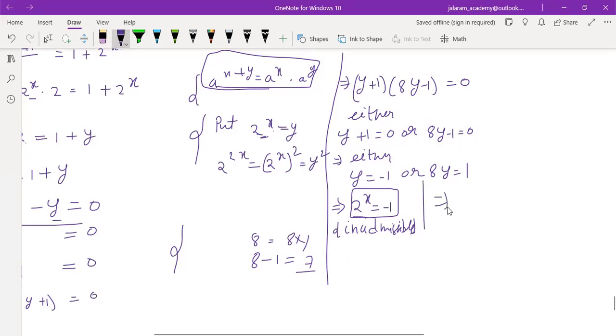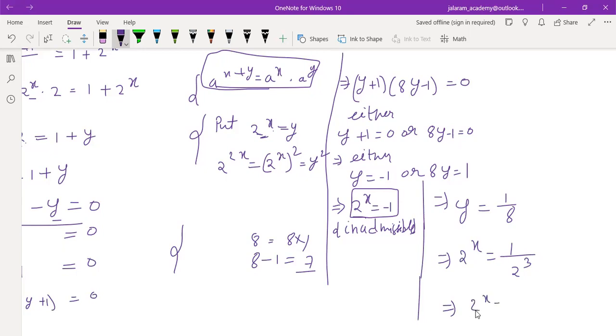Then 8y equals 1 means y equals 1 by 8. And so 2 to the power x, y is 2 to the power x equals 1 by 2 cube. It implies 2 to the power x equals 2 to the power minus 3. That is x equals minus 3.